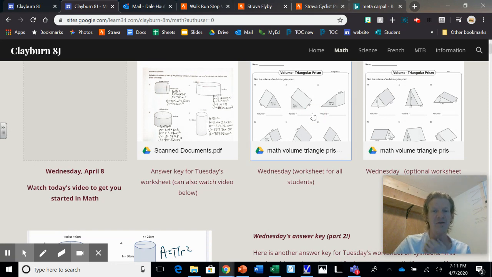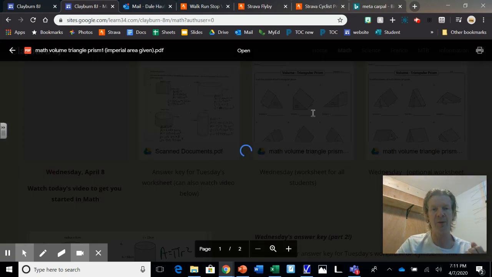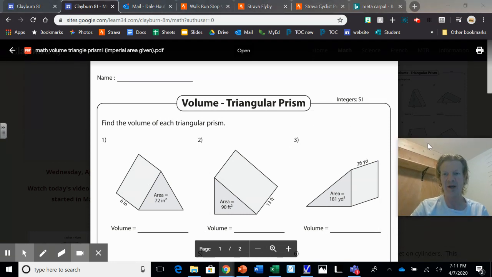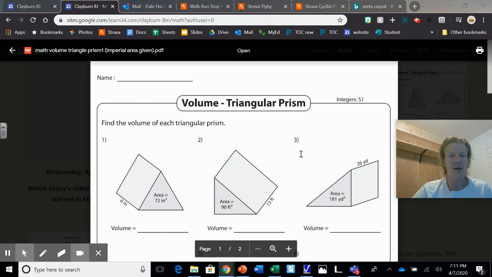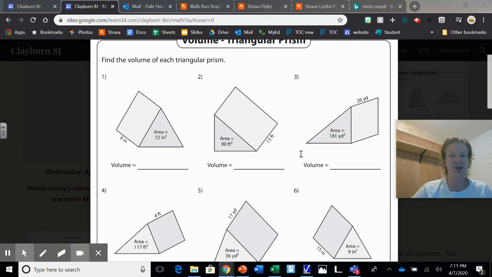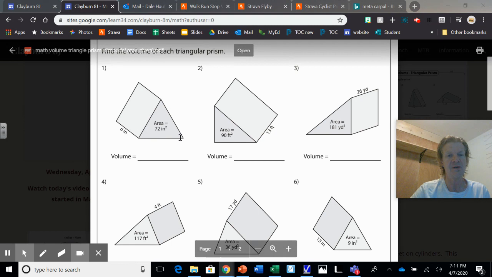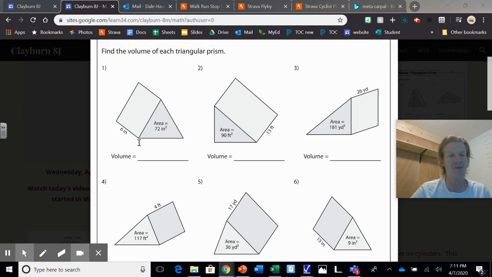So let's click on this one for the day. And this is what I want everybody doing once you're done all your other stuff. There we go. So like I said, it's just like a rectangular prism, or a circle, or a cylinder. You need to get the area of one of the ends, and then you multiply this by the other dimension. Now you notice the units are in inches and feet.